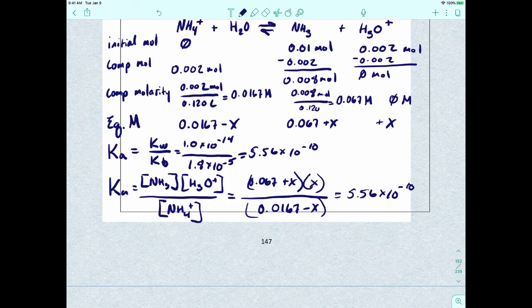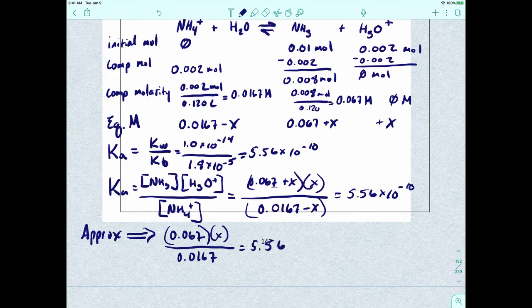So we can apply the approximation here and say that whatever X is going to be, because Ka is so incredibly small, 10 to the minus 10th, whatever X comes out to be, it's not going to affect the equilibrium concentrations of NH3 and NH4+ at all. So if we apply the approximation, the 0.067 plus X will become 0.067. The concentration of H3O+ still is X, and the concentration of ammonium ion is going to be 0.0167. And this is equal to 5.56 times 10 to the minus 10th.